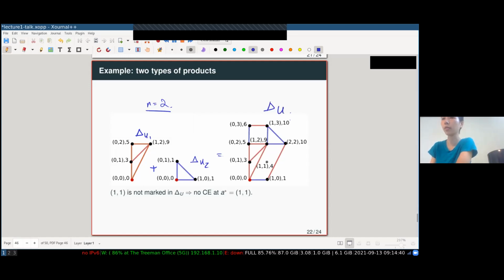This is delta capital U, right? Where each cell here you can see is made up of a Minkowski sum of some cell from the second agent and some cell from the first agent. Okay, and so now I only have to look at delta U. And I say, well, if I'm interested in a bundle, say A star at (1, 1), I check that point (1, 1). Does it lie in my subdivision? If it doesn't, there's no competitive equilibrium.